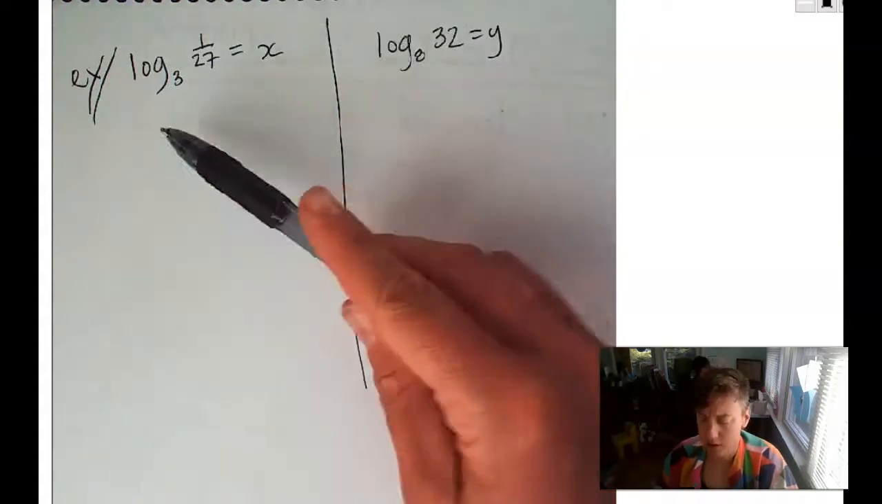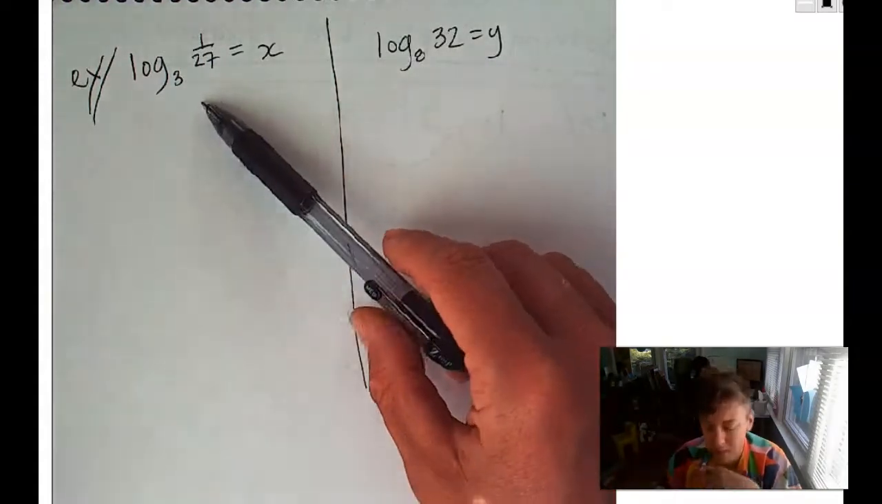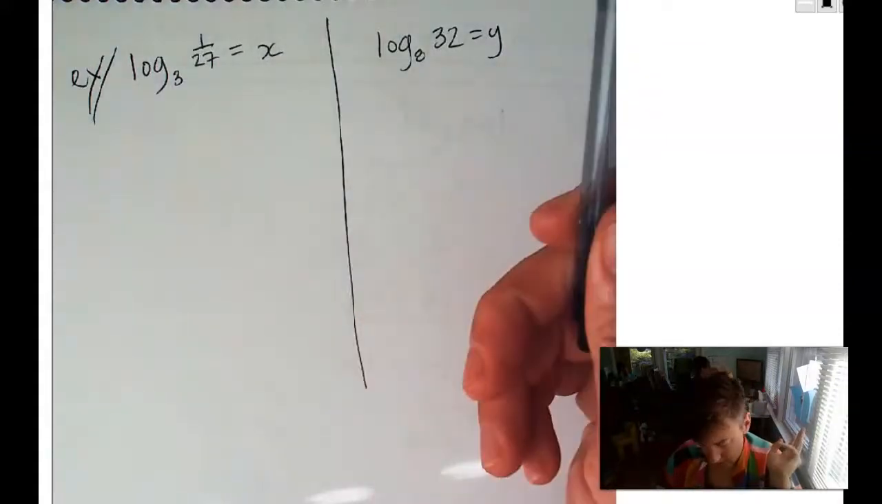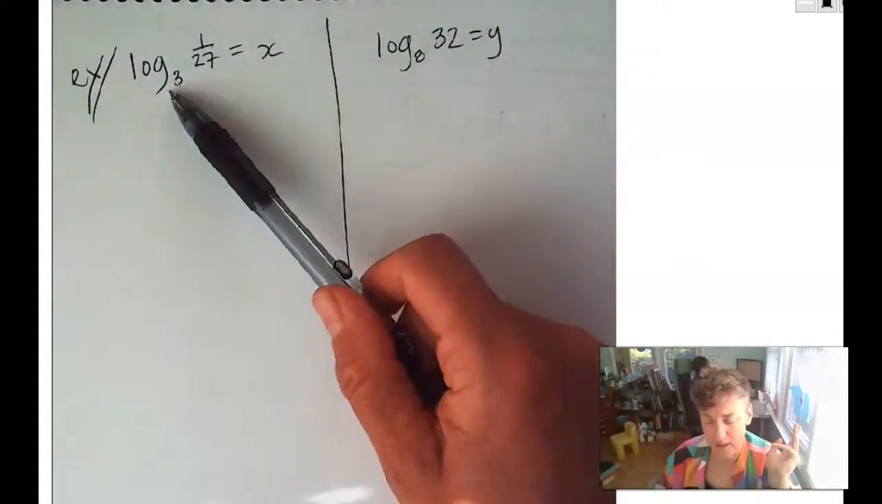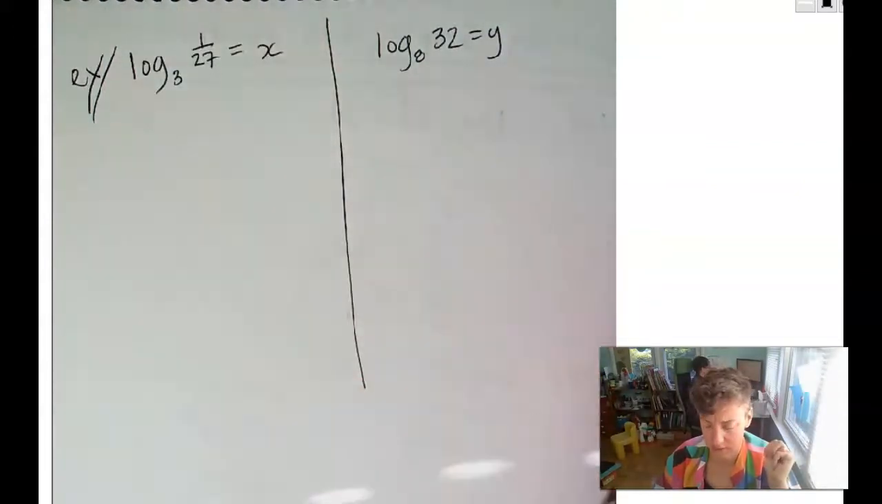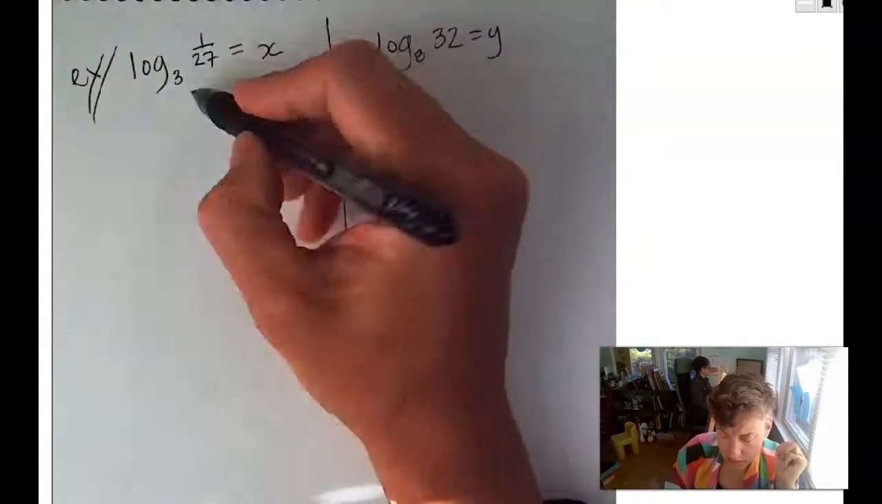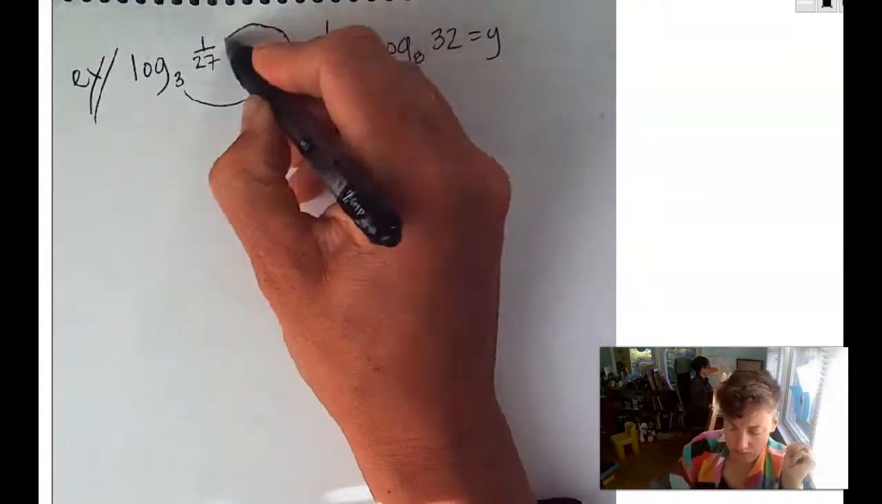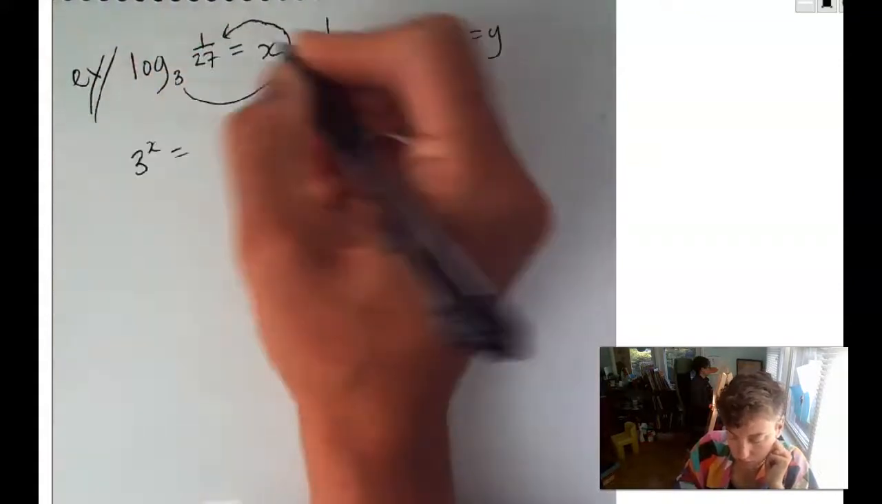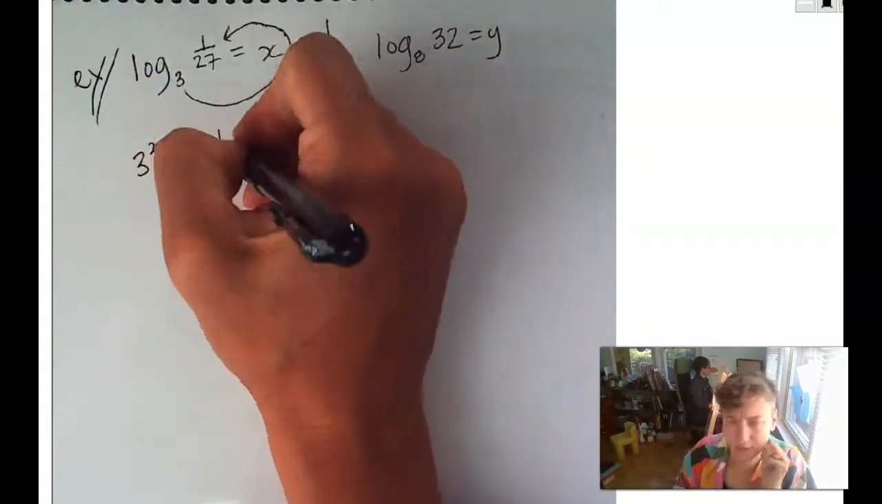Log base 3 of 1 over 27 equals x. What does this mean? This means 3 to some power equals 1 over 27.